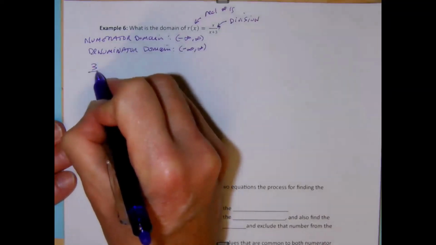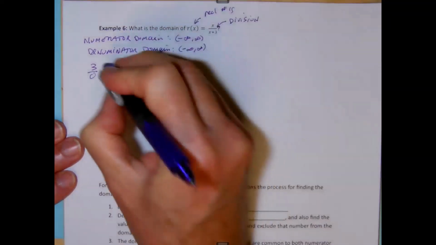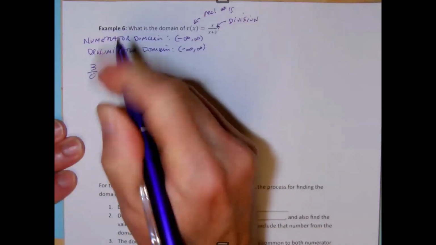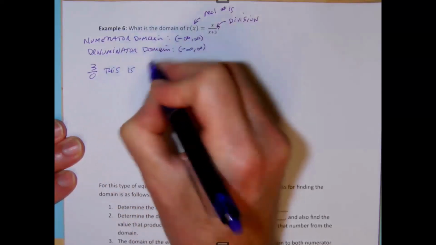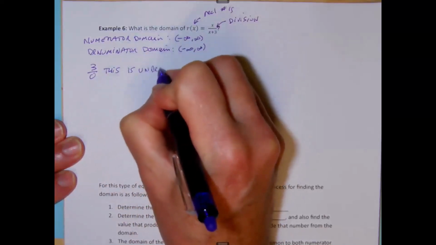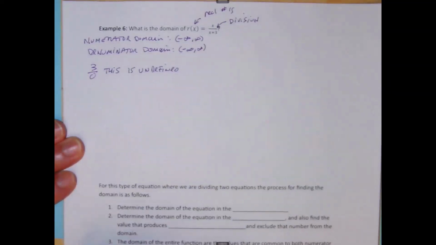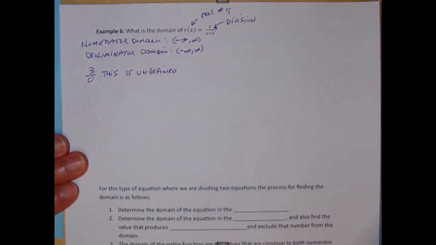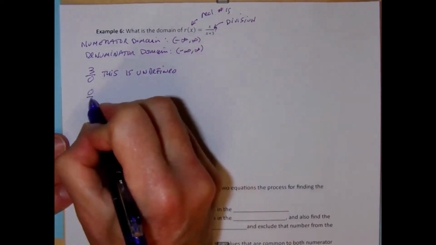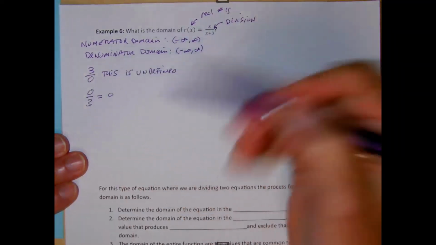What's 3 divided by 0? The answer is, well, there is no answer. This is undefined. It doesn't produce anything. So 3 divided by 0 is off limits. However, if I do 0 divided by 3, the answer is 0.